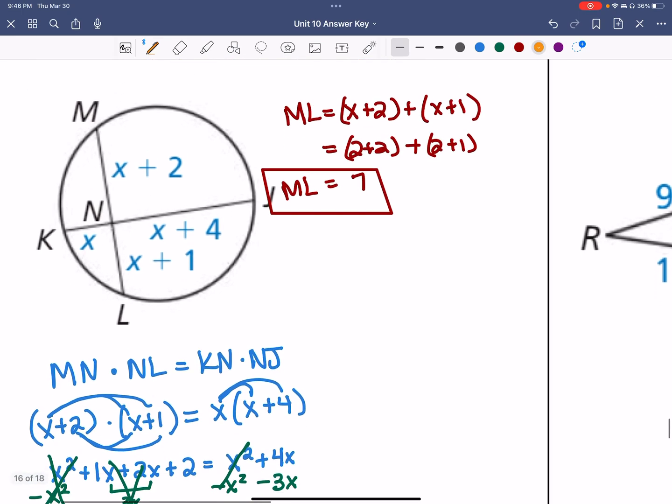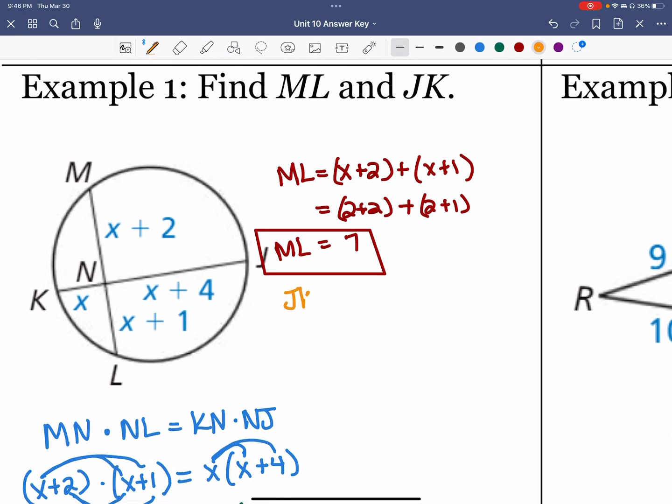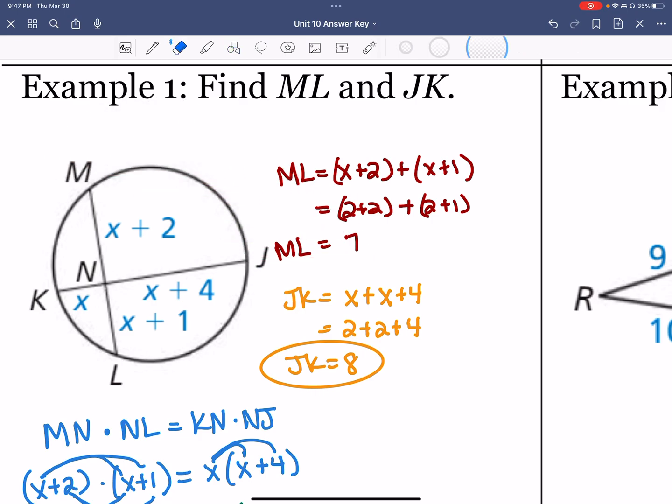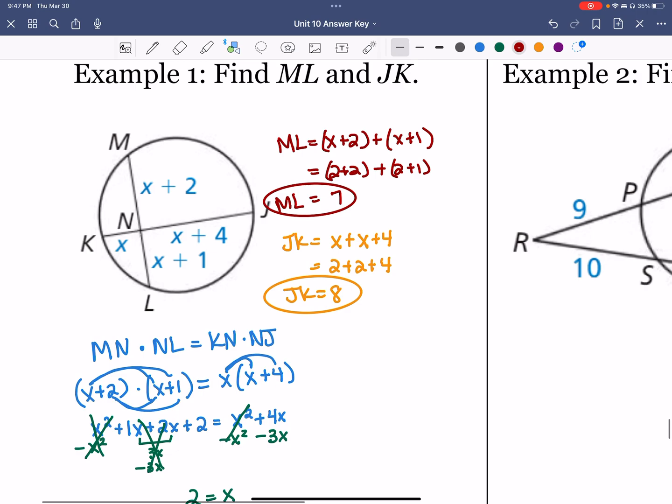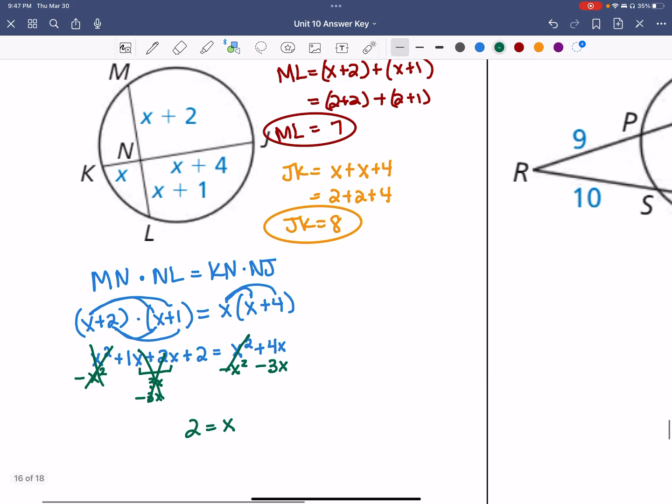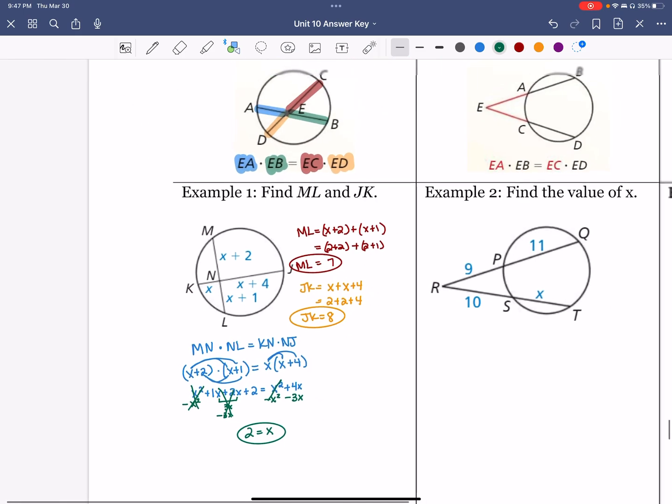And then I'm going to have JK, which is going to be x plus x plus 4. So 2 plus 2 plus 4 is going to give me JK equals 8. Notice how they are not the same. It's very likely this will happen quite often. When I'm doing this, I don't necessarily have the same measure. I just know that their relationships are going to be proportional in the sense of when I multiply them. So that is the first example here in the first of my segments.